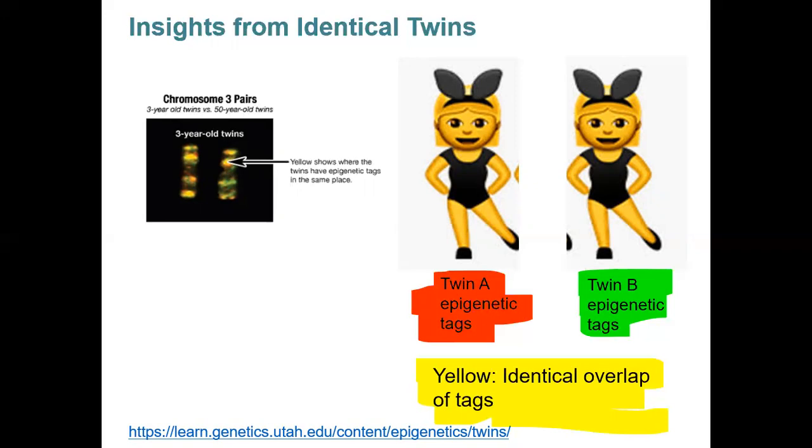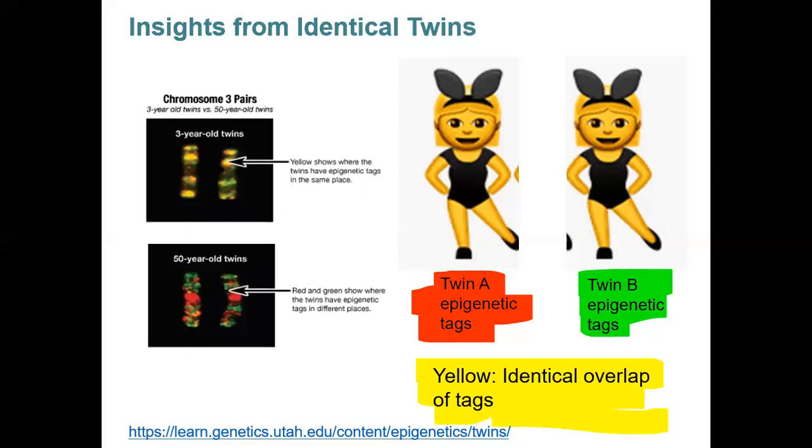However, as they grow older, each individual makes specific lifestyle choices, has different experiences, and as these things happen, the epigenetic tags, that is the methyl groups, are removed from areas of DNA, they're added to others, and by the time they're 50, the epigenomes are very, very different. You can see that there's hardly any yellow, hardly any overlap between the two. The DNA itself is still the same, but the pattern of methylation is different. Nearly the entire thing shows differences, which you can see with the red and green.